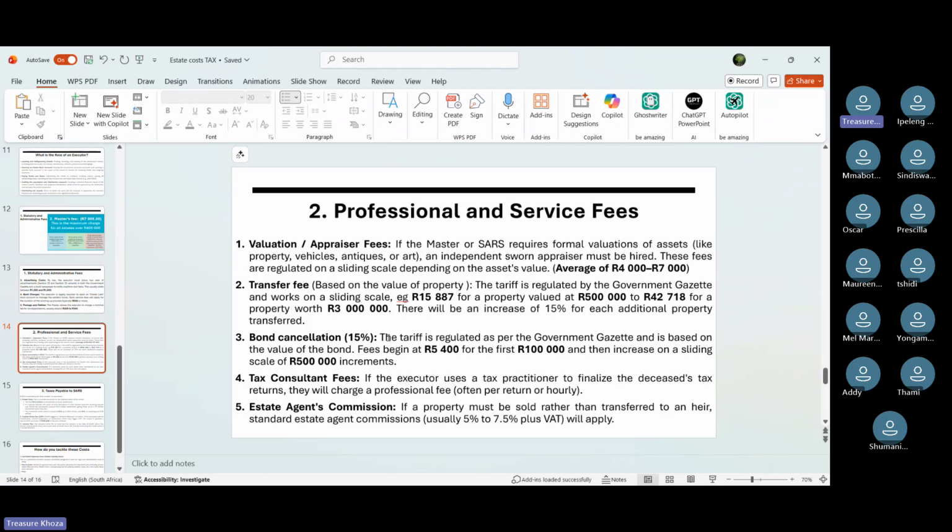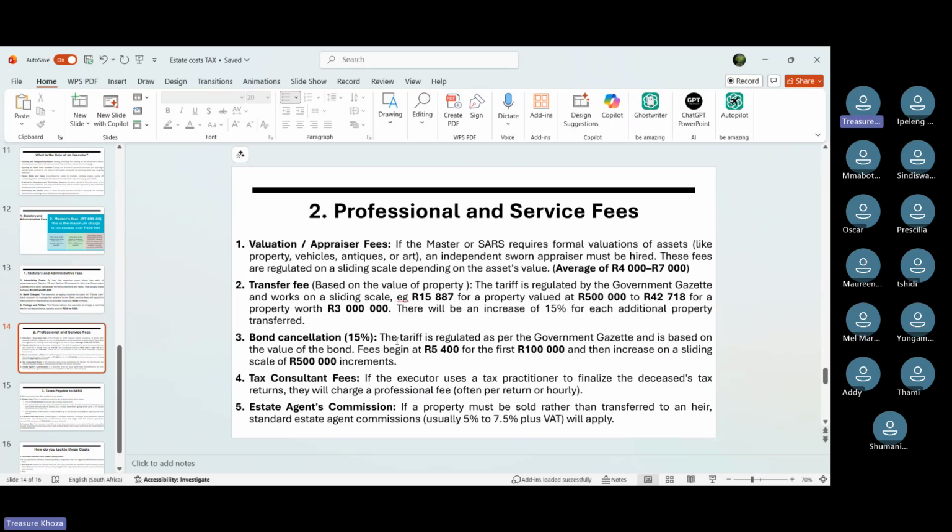So here, the transfer fees of your bonded properties will be based on the value of your property. I can't definitely say they're going to charge you 15,887. It depends on the value. For example, for a property valued at 500,000, you are looking at something like 15,887, and for a property worth 3 million, something around 42,718. But there will be an increase of 15% for each additional property transferred. So you see how the line goes up and continues to go up. For those of you who own a lot of properties, these are the things you also have to think about in terms of the cost of transferring from you to the new owner.